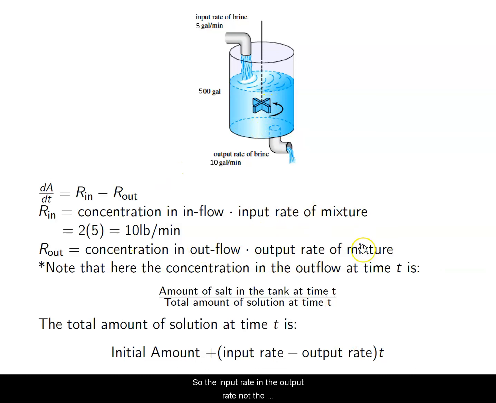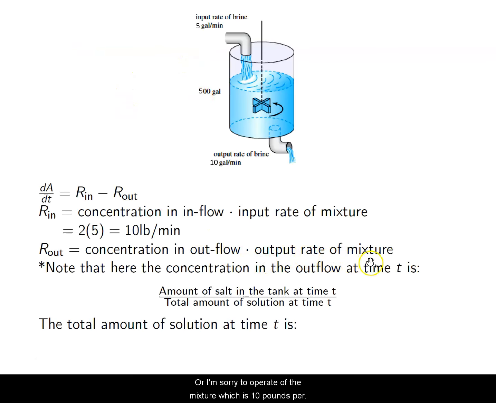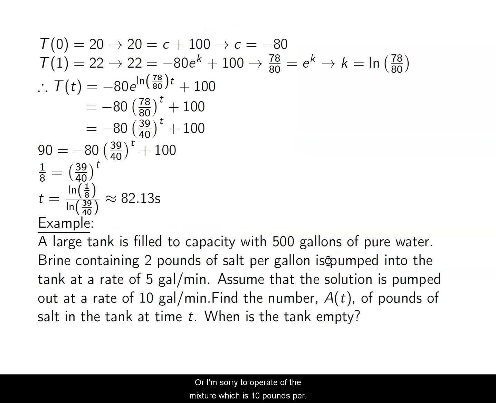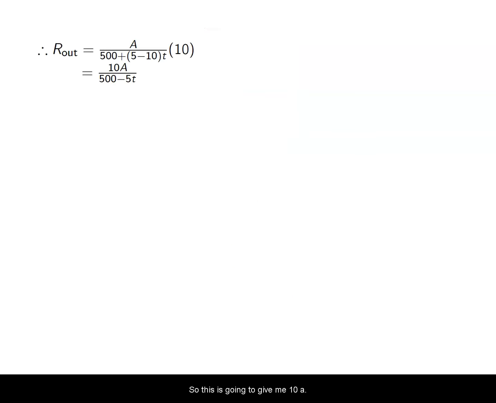So the input rate and the output rate, not the concentration, but the input rate and the output rate at time t. Here for the rate out, I have 500 gallons, and I'm going to add to that 5 gallons coming in, and subtract out 10 gallons coming out for every minute that passes, times the output rate of the mixture, which is 10 gallons per minute. Okay, so this is going to give me 10A over 500 minus 5t.